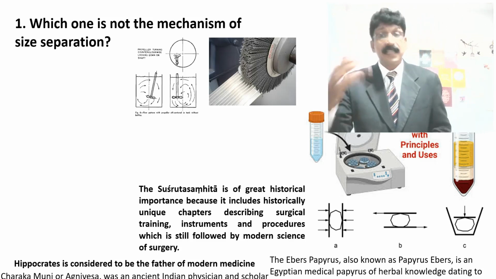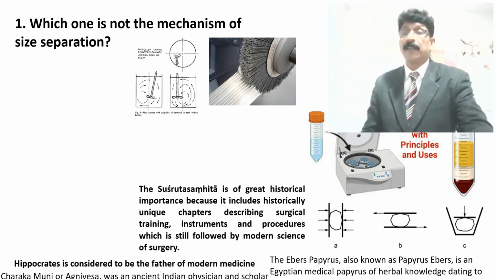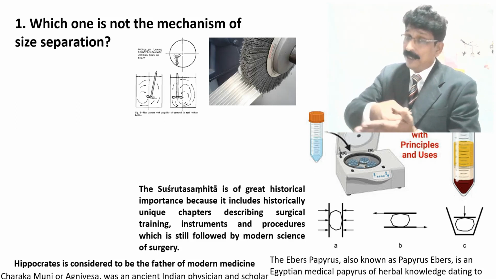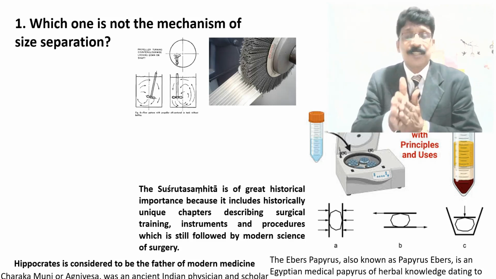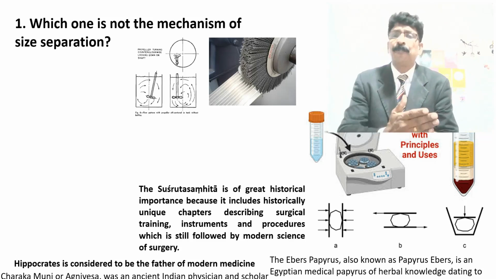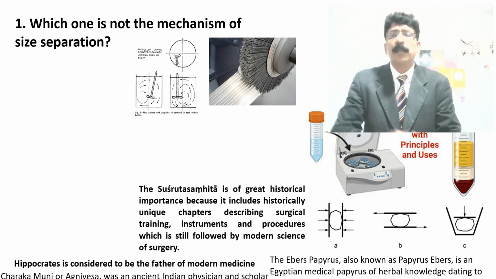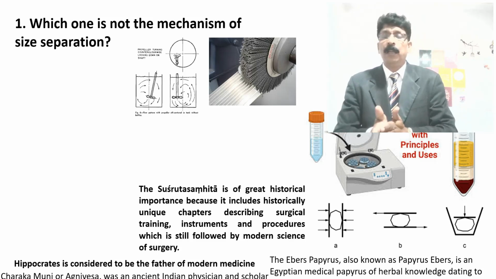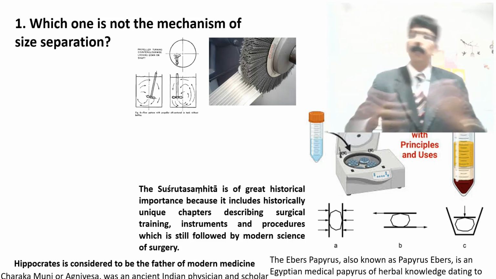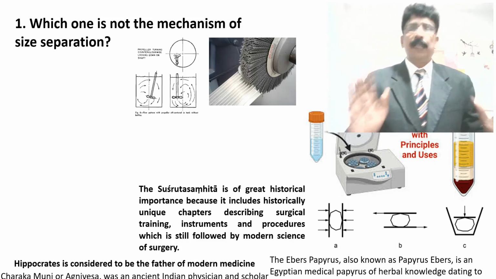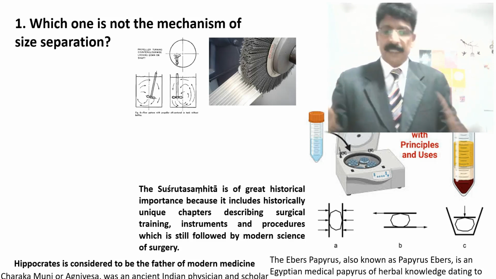Size reduction you might have done by cutting, compression, impact, attrition. You might have studied many instruments also: for cutting, simply a blade or knife; compression by roller mill; impact by means of ball mill; attrition, both principles will work in ball mill, even by cyclone mill. Anyhow, this all you have to revise if they ask a question. Here the question is, which one is not a mechanism of size separation?